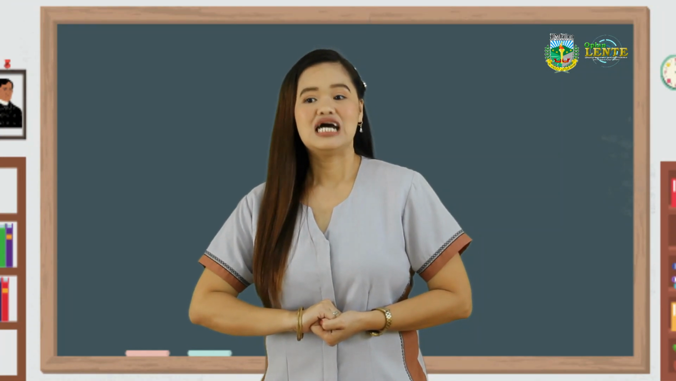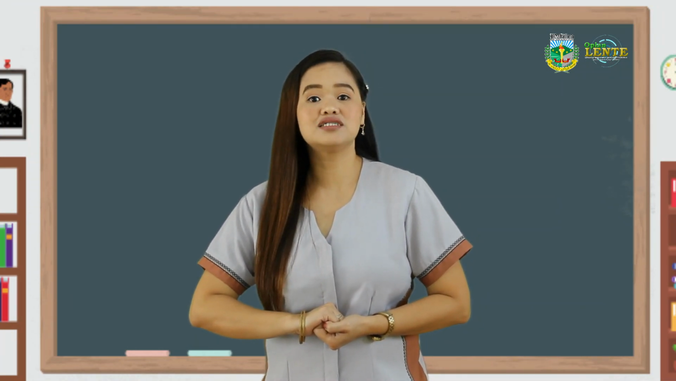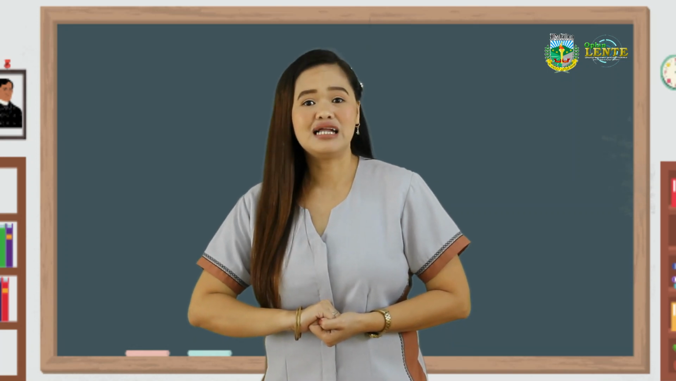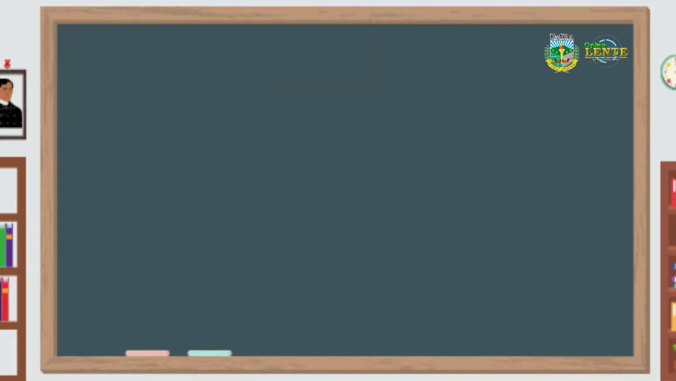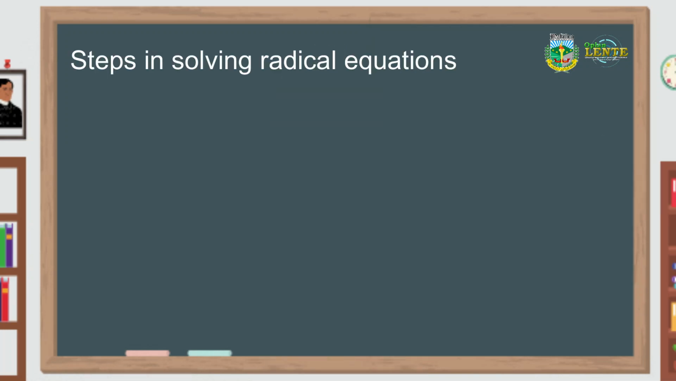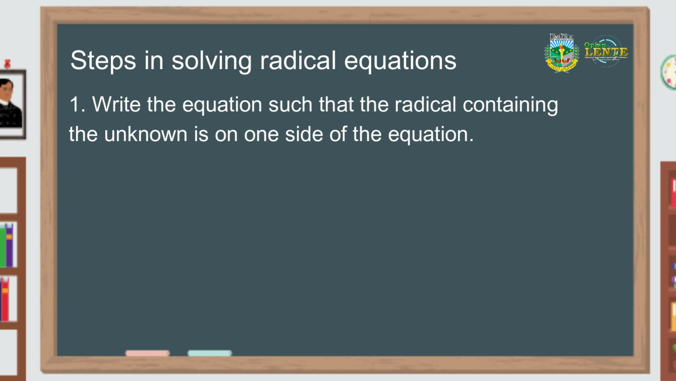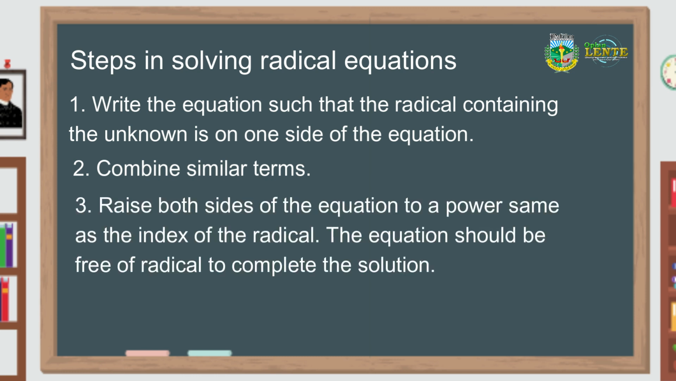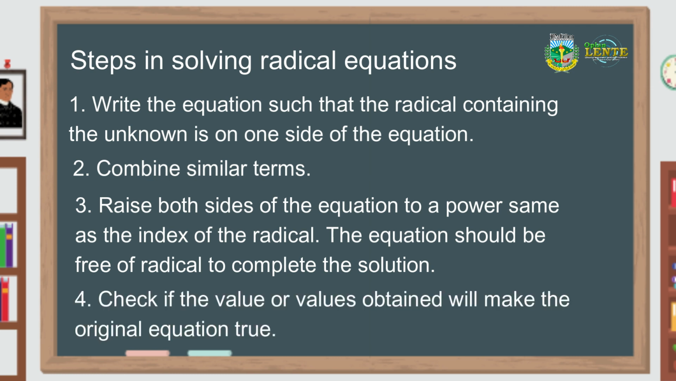At this moment, we will get to know the things we must consider in answering problems related to radical equations. The following are the steps in solving radical equations. First, write the equation such that the radical containing the unknown is on one side of the equation. Second, combine similar terms. Third, raise both sides of the equation to a power same as the index of the radical. The equation should be free of radicals to complete the solution. Fourth, check if the value or values obtained will make the original equation true.